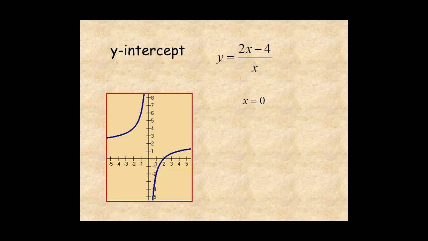For this rational function, the denominator contains a factor x, so it's not defined at x equals 0, and the function doesn't have a y-intercept. It doesn't cross the y-axis. Some functions don't have a y-intercept.